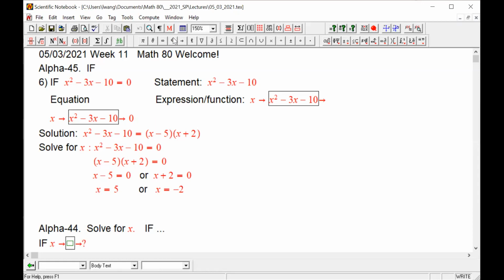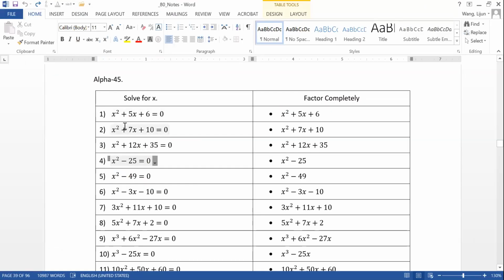The purpose that I set up these questions this way is to show you the difference between statement and if statement. Are you guys looking at alpha 45? Let me share this with you. You guys see that, right? The column on the left shows if statements, and the column on the right shows just statements. All right, so let's come back.